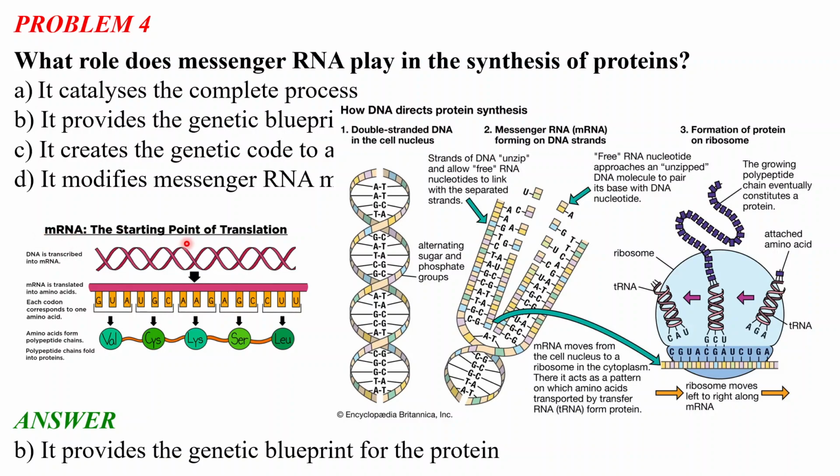mRNA is the starting point of translation. DNA is transcribed into mRNA, and mRNA is translated into amino acids. Each codon corresponds to a particular amino acid. You can see here three nucleotides form a codon which codes for a particular amino acid, like GUA codes for valine, GCC codes for cytosine, AAG codes for lysine, AGC codes for serine, GCUU codes for leucine. Amino acids form polypeptide chains that fold into proteins. So that is how complete protein synthesis happens.